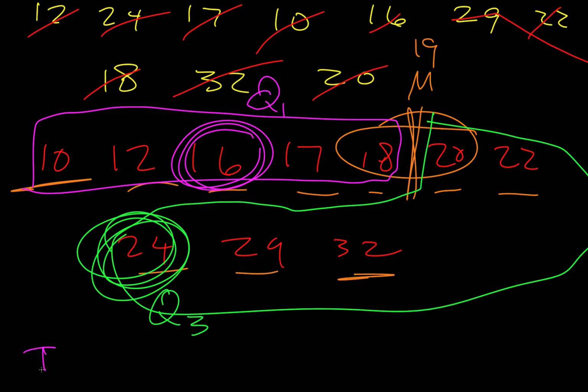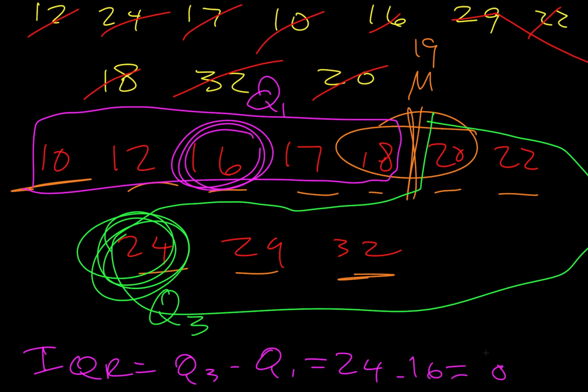And so if we do the IQR, which is Q3 minus Q1, Q3 is 24 minus Q1, which is 16. And if we do that, we get 8.